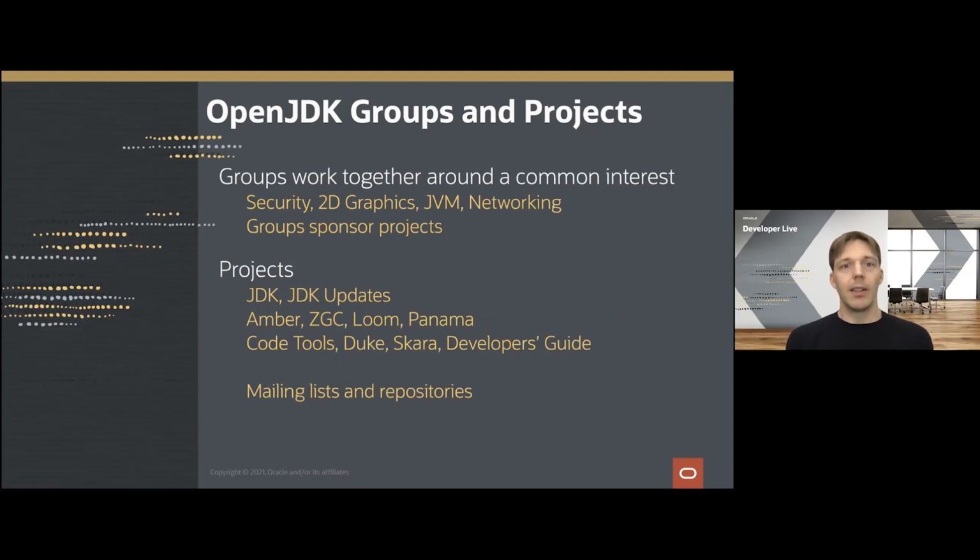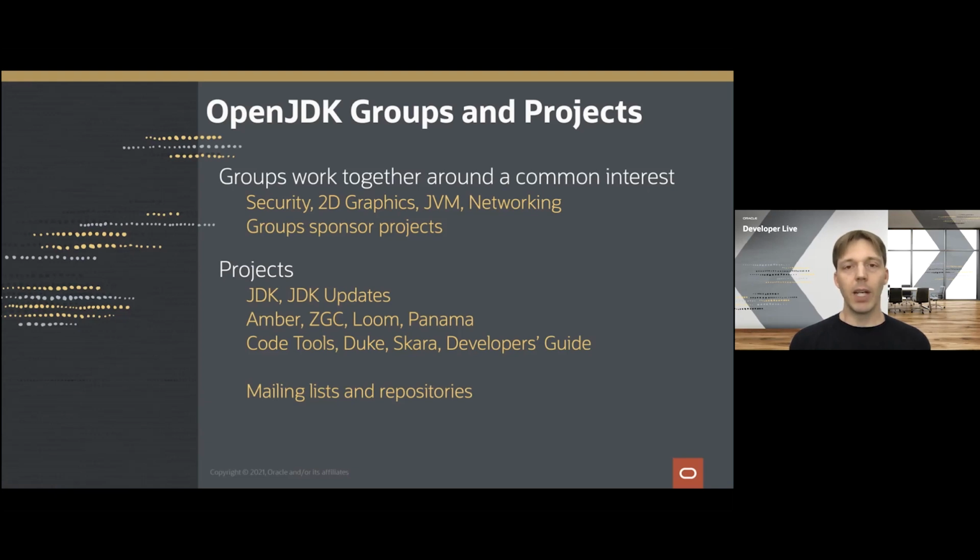The OpenJDK consists of groups, and these groups are people that enjoy working in the same area as each other, are interested in the same things, and want to contribute to these particular areas. So one group could, for instance, be interested in 2D graphics and work on the 2D graphics libraries in Java. Other people might be interested in the virtual machine and work in the JDK group. These groups can sponsor projects, and the projects are where most of the actual work is happening in the community.